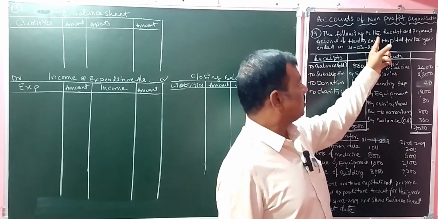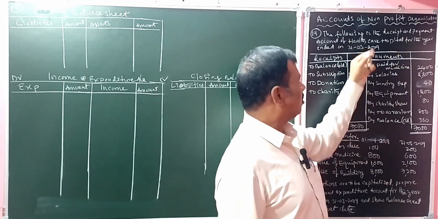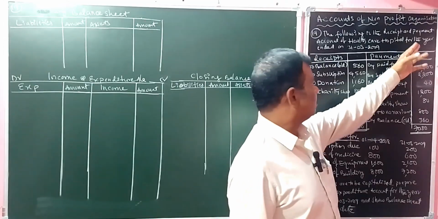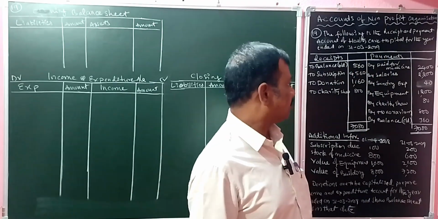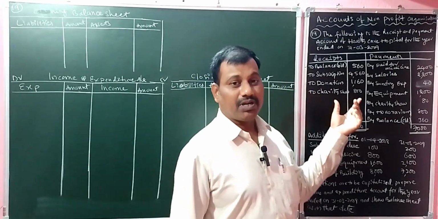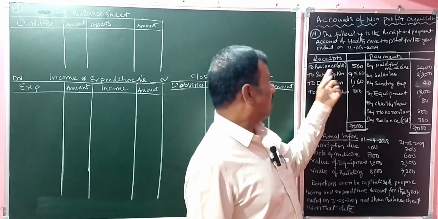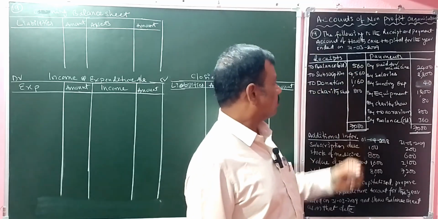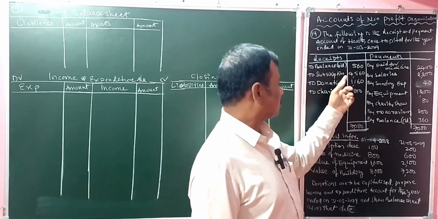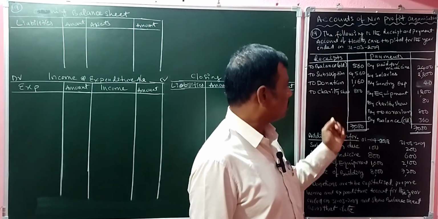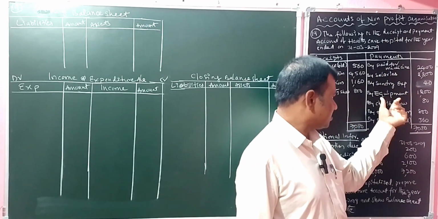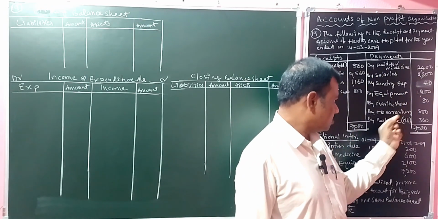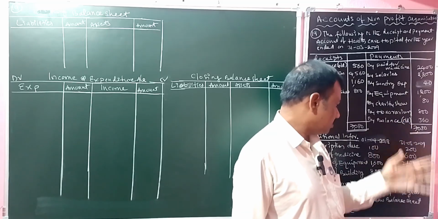The following is the receipts and payment account of Healthcare Hospital for the year ended 31st March 2009. Here the receipts and payment account is given. Balance 560, subscriptions, donations, charity show, paid for medicines, salaries, sundry expenses, equipment, charity show, honorarium, balance.